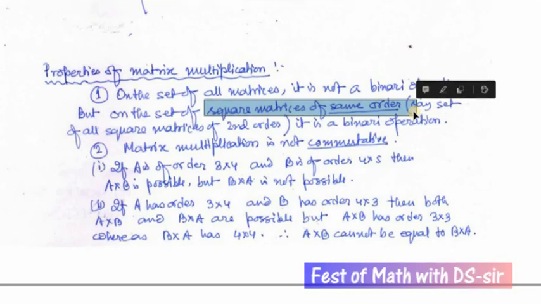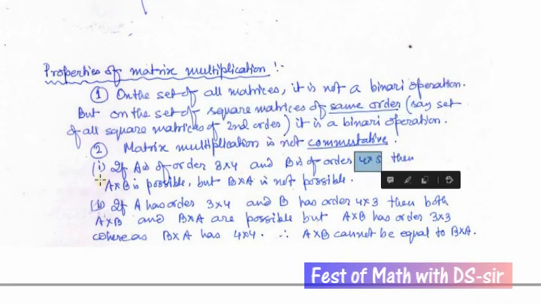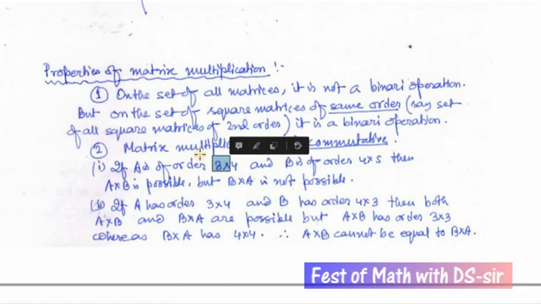Matrix multiplication is not commutative. This is a very, very important property. For example, if A has order 3 by 4 and B has order 4 by 5, then A into B is possible, because the number of columns in A is equal to the number of rows in B. But B into A is not defined. The number of columns in B is 5 and the number of rows in A is 3, so 5 is not equal to 3. So B into A is not possible.